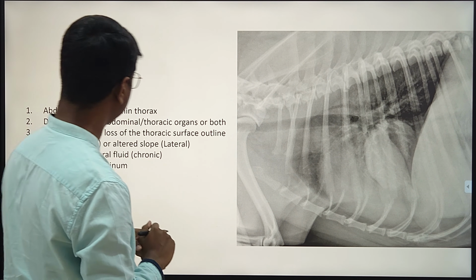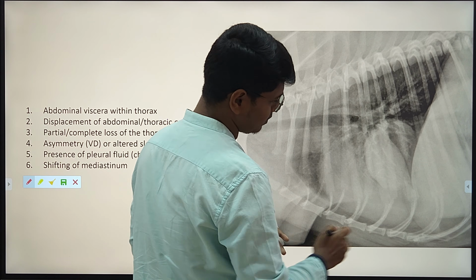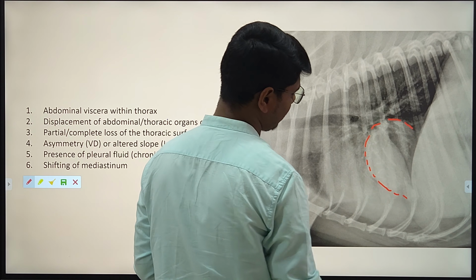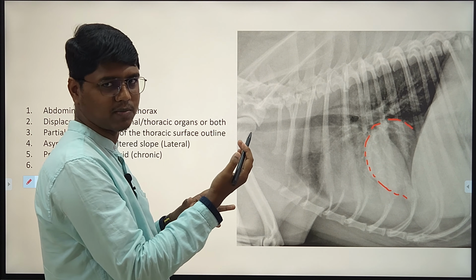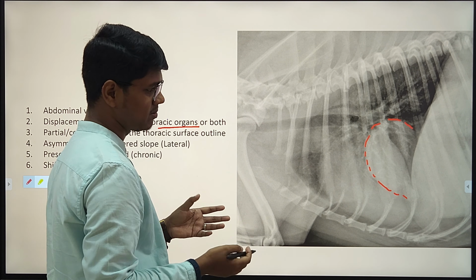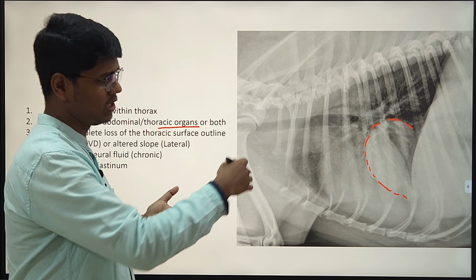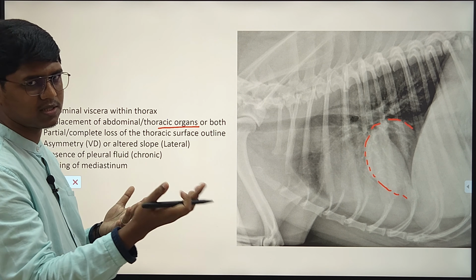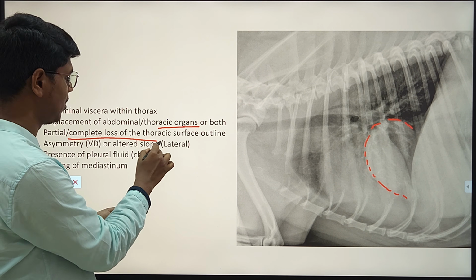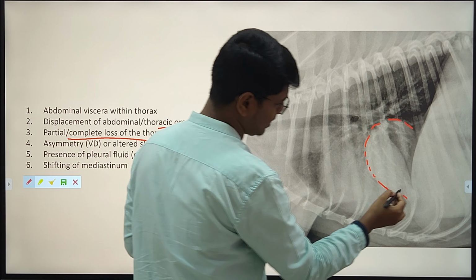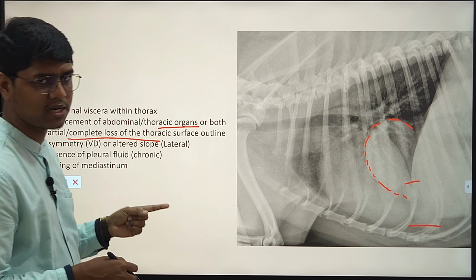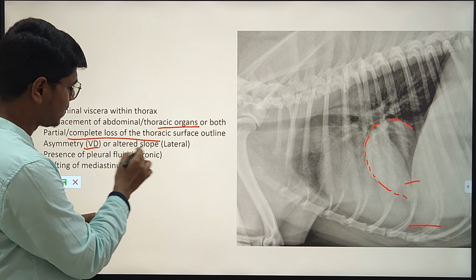So the first one is abdominal viscera. You can see, we have seen this radiograph actually. You can see something is there, but still you cannot diagnose that it is from the diaphragm until and unless you go for the VD view. Next, the displacement of organs, the lateral view cannot diagnose. If you are taking a radiograph of the abdomen, then you can say that some might have displaced. Partial or complete loss of thoracic surface outline, yes, it is present here. You can see up to this portion there is loss of the thoracic surface outline of the diaphragm. Asymmetry or altered slope.